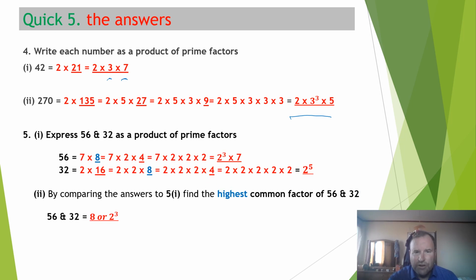Number 5, the final question. The answer for 56 is 2 cubed times 7. And for 32 it is 2 to the power of 5. So by comparing the numbers, you find the highest common factor is 2 cubed, or 8. They're common. The highest common factor of 56 and 32 is 8, or 2 cubed.